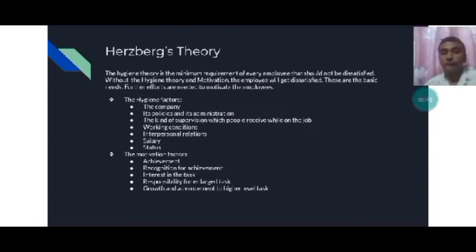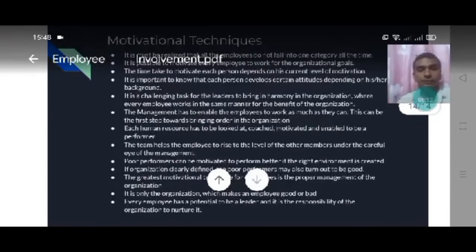Hygiene factors: the company, its policies and its administration, the kind of supervision which people receive while on the job, working conditions, interpersonal relations, salary, status. These are the hygiene factors. And then the motivation factors: achievement, recognition for achievement, interest in the task, responsibility for enlarged tasks, growth, and advancement to a higher level task.